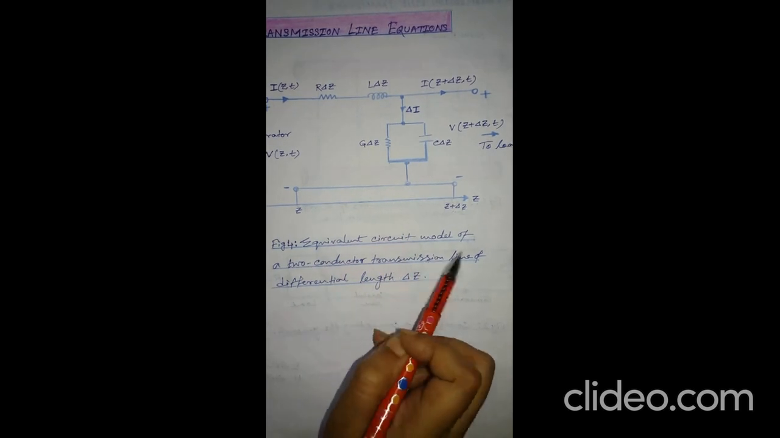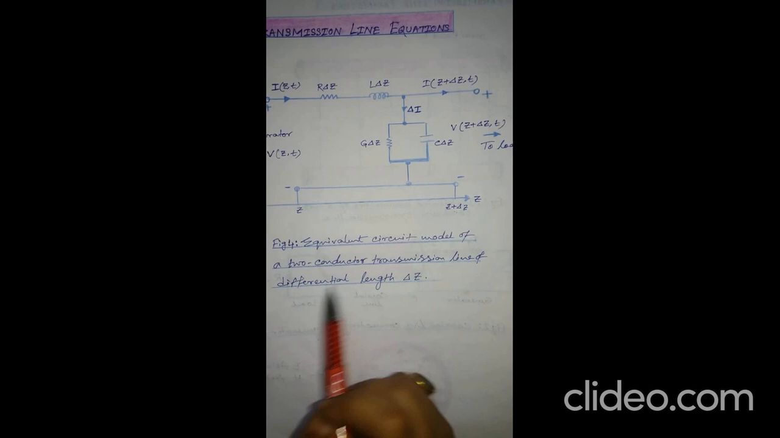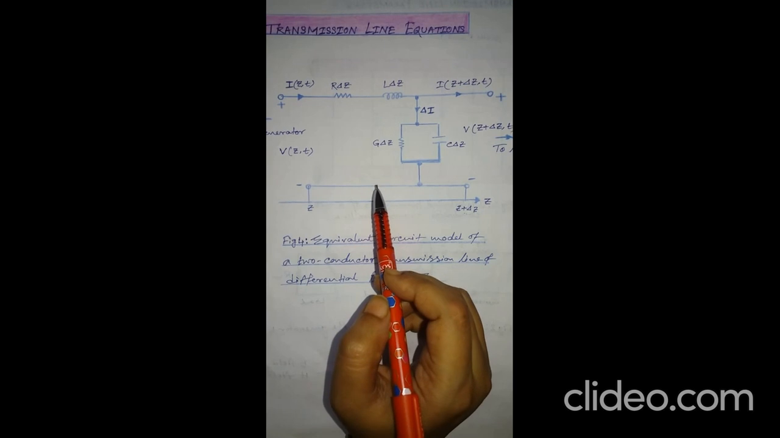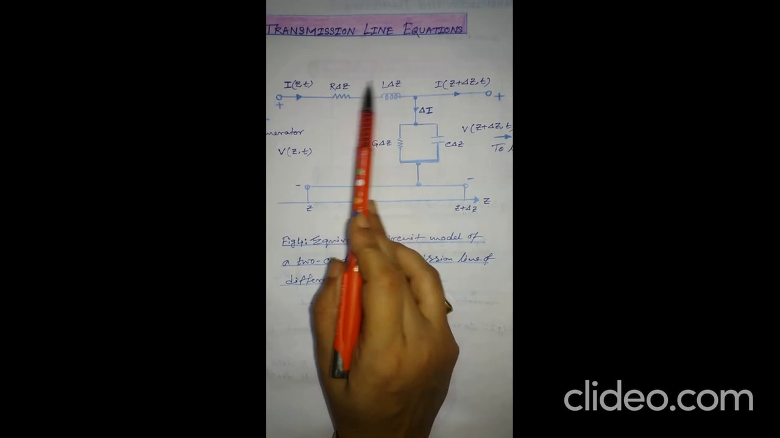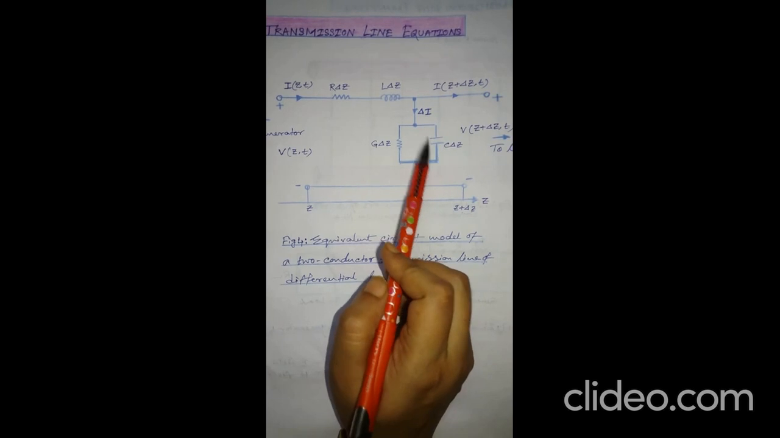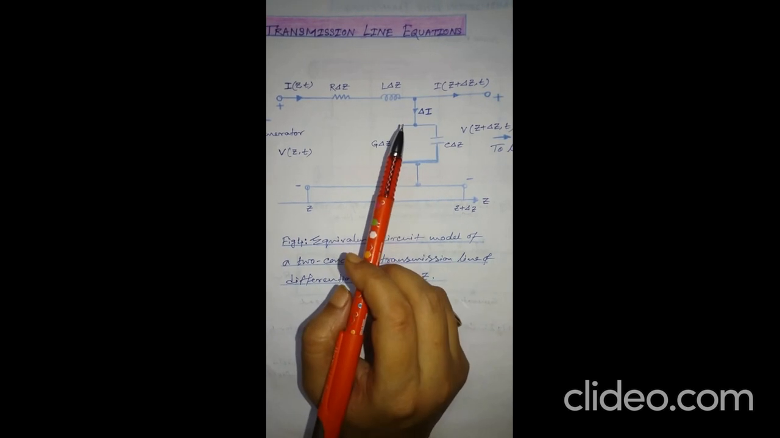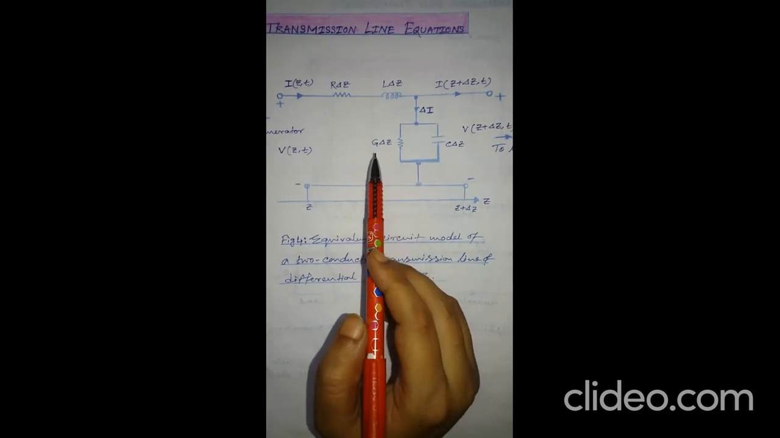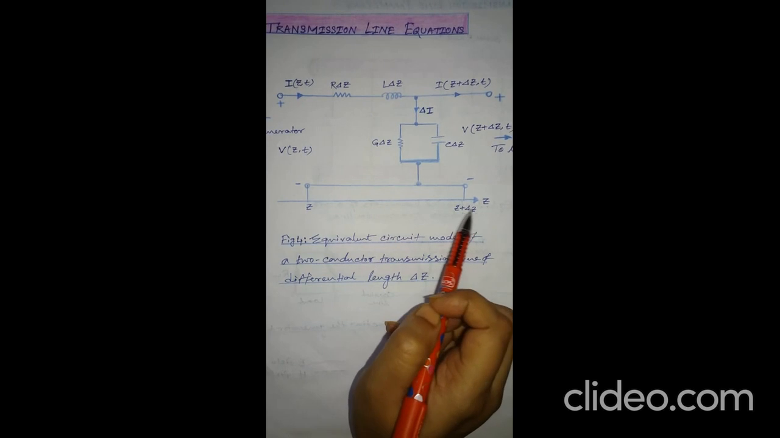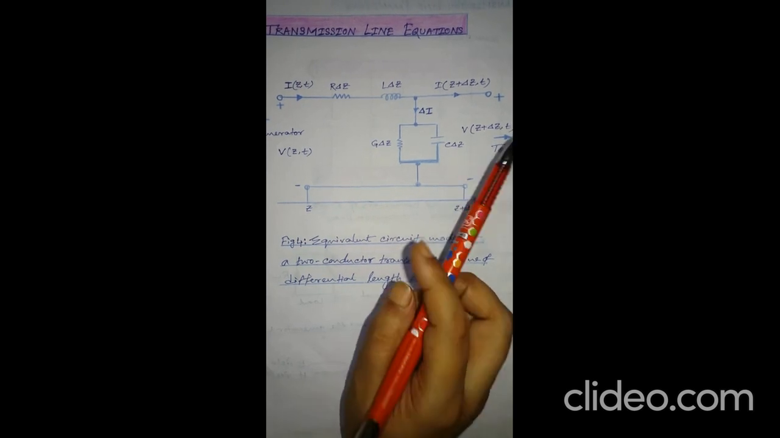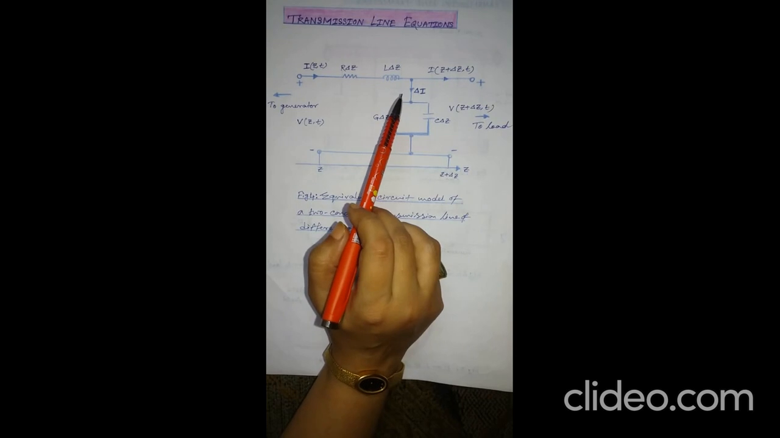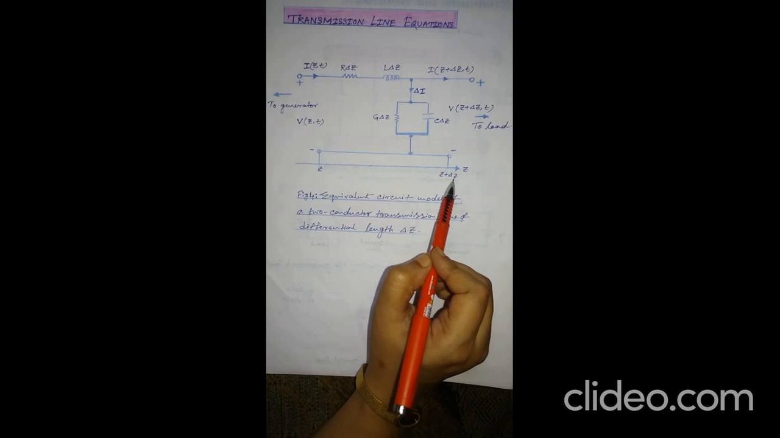The equivalent circuit model of a two-conductor transmission line of differential length del z. The model in figure 4 is in terms of the line parameters, that is R, L, G and C, and may represent any of the two-conductor lines of figure 1. In this model, we assume the wave propagates along the positive z direction from the generator to the load. That is the transmission line equation model, figure 4. Now look at this figure. This is the incremental portion of length del z.